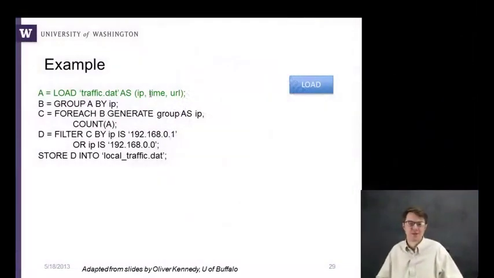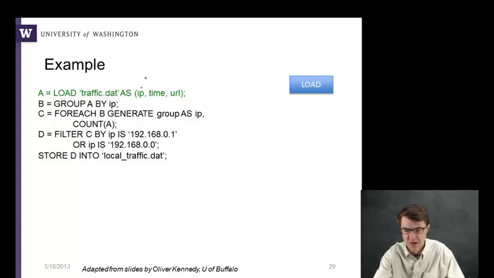So let's consider an example of a Pig program and see how expressing the program in terms of these high-level operations offers optimization opportunities that the system can exercise unilaterally without the programmer having to specify it. Okay. So in this example, we're looking at weblog traffic data with 3 columns here: the IP address, the time, and the URL being accessed.